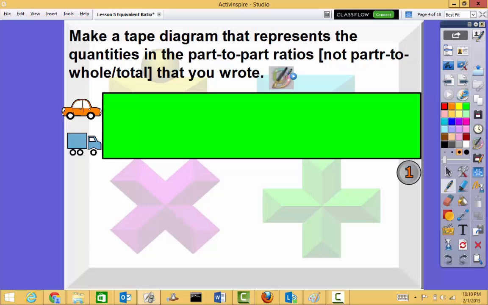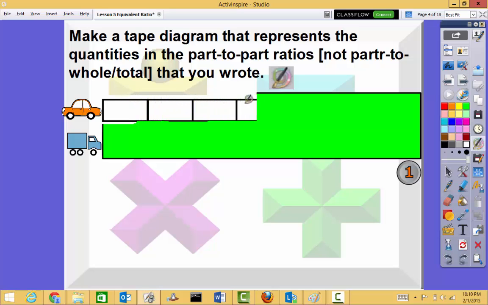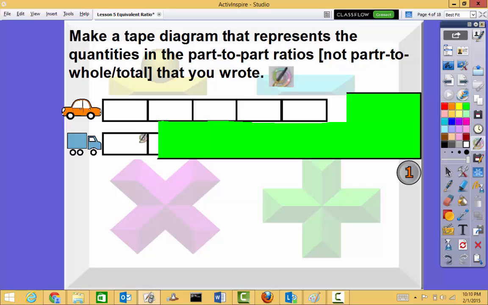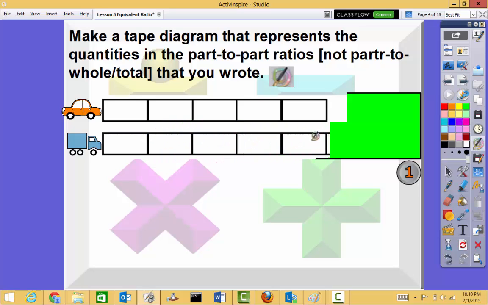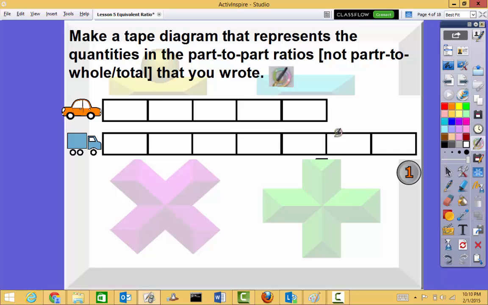So how do I do this? Well, it's telling me there's 5 cars, so there's 1 box, 2 boxes, 3 boxes, 4 boxes, 5 boxes. And then how many trucks were there? Well, there were 7. It was a 5 to 7 ratio. So my trucks are going to be slightly longer. There's my 5, and then 7 more would be 6, 7. So here I have my ratio of 5 to 7.